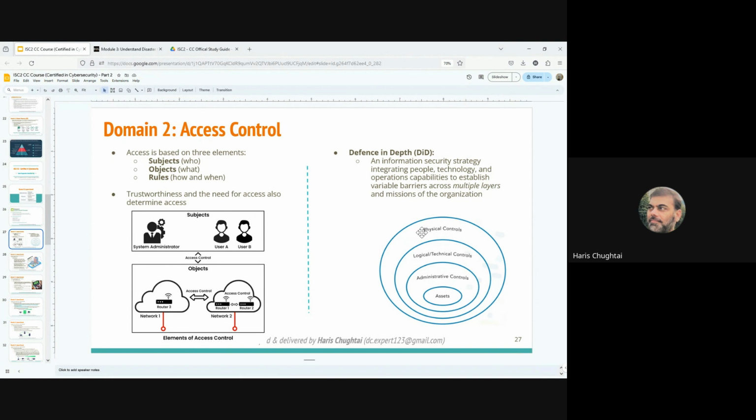So we have multiple layers of defense, and this is called DiD, defense in depth. It means that if you break one layer, there's always a second layer trying to protect it. So understand the concept of defense in depth. We cannot rely on only one mechanism, thinking we've done one security measure and it's enough.